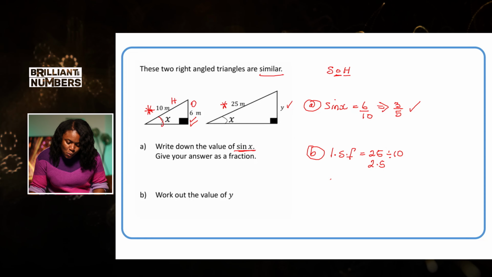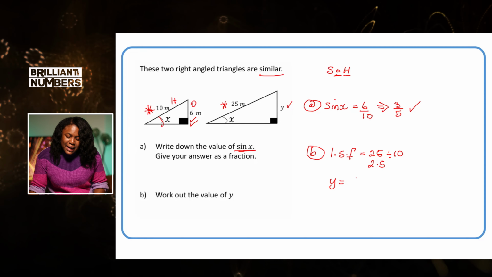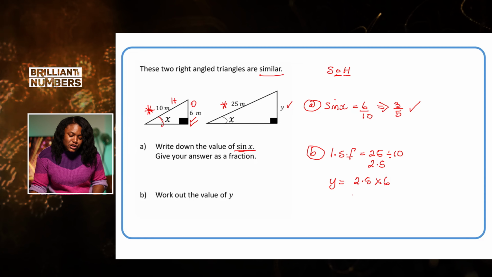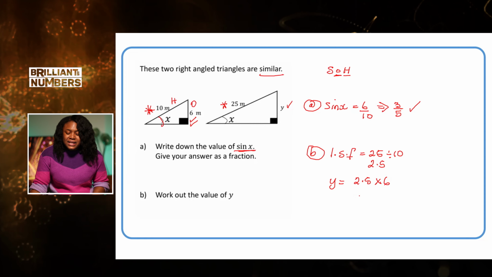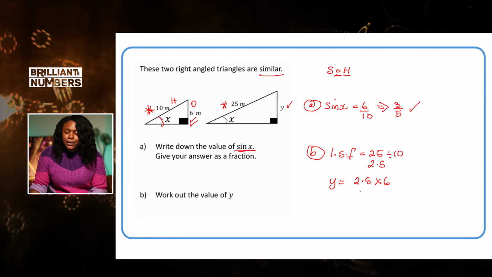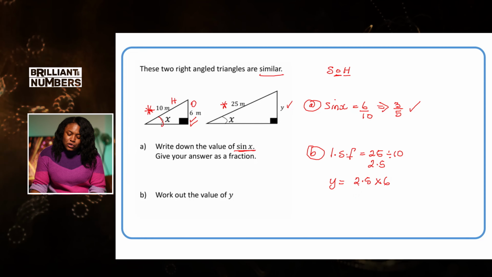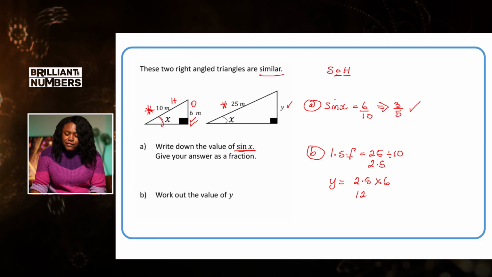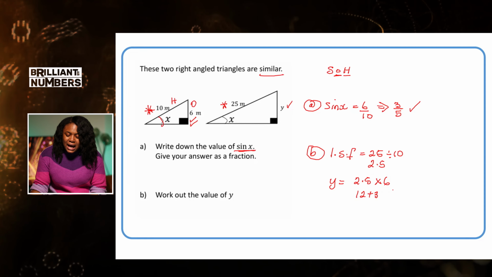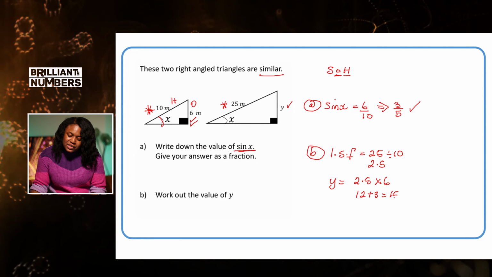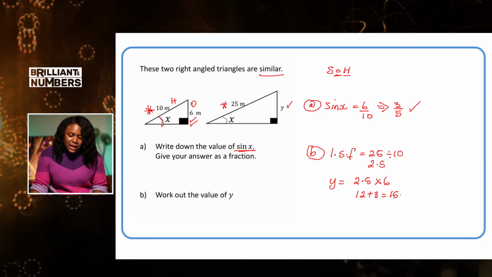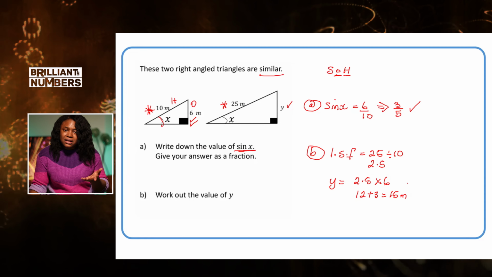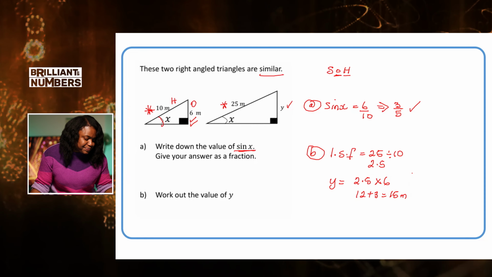So therefore, y is equal to my scale factor multiplied by 6, so 2.5 times 6. If this is a non-calculator paper, this simply means I've got 2 lots of 6, which is 12, and also a half of 6, which is 3. Add them together, I get 15. If it's a calculator paper, I could just go straight away and put 2.5 times 6 in my calculator.